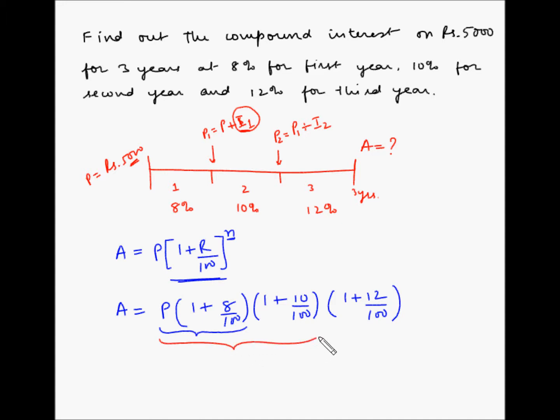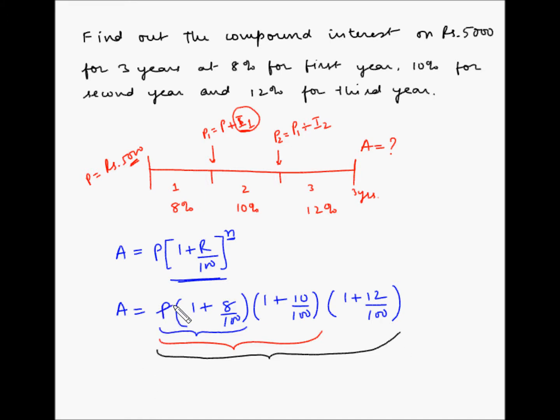This particular part represents the amount accrued at the end of second year, because at the end of second year you are paying the principal plus the interest on the principal, and this part represents the amount accrued at the end of 3 years, because at the beginning of 3 years this part here, which is in red, is the principal, and on top of that we'll add 12% interest. So this whole part, which is in black, becomes the amount at the end of 3 years.